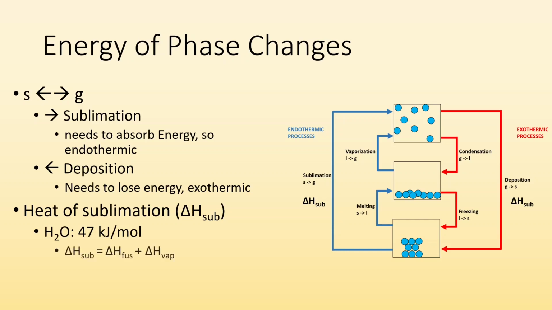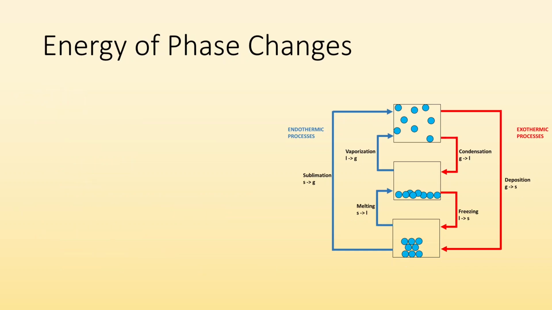And wouldn't you know it, the heat of sublimation is exactly the same thing as the heat of fusion plus the heat of vaporization. So if you're trying to go from here to there, it's the same thing as doing these two steps added together. If you take a look at the math, heat of fusion is roughly 6.01 kilojoules per mole. Heat of vaporization is 40.7. When you add those together, you get roughly 47 kilojoules per mole. So it's those two things added together.